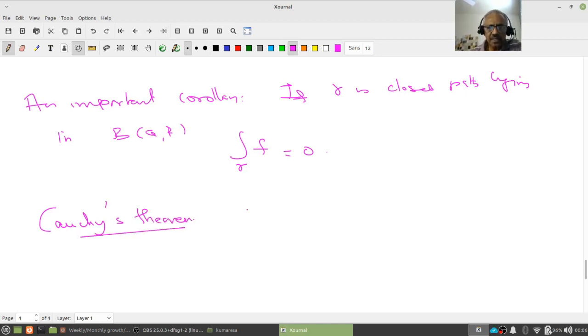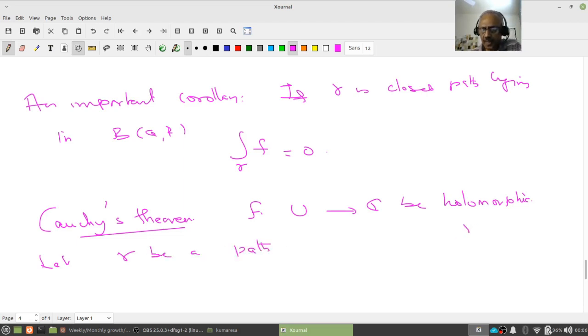So what does it say? Let f from U to C be holomorphic, let gamma be a path. Remember, my paths are assumed to be maps from [0,1] to U which are C1, continuously differentiable paths, in U such that gamma of t lies in the closed disk for all t in [0,1].